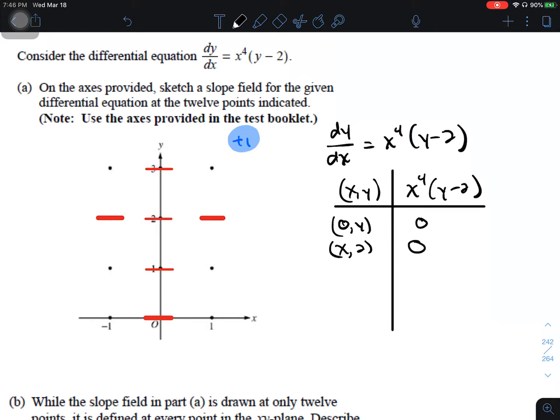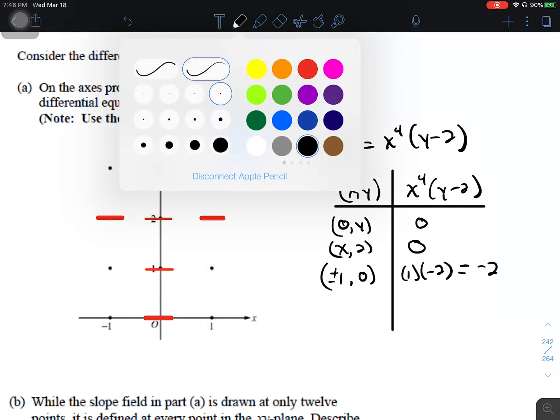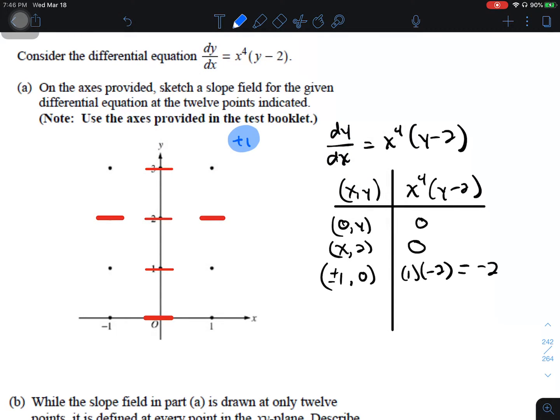If I choose 0 for y, it's going to give me -2 in parentheses there. This is on the x-axis. And then because the x is to the 4th, it doesn't matter if I choose a positive or -1. I'm going to get the same answer. 1 to the 4th and -1 to the 4th are both the same number, which is 1. So in both of these cases, I'm going to end up with 1 times -2, which is -2. So at the ordered pair -1, 0, the slope's -2. At +1, 0, the slope's -2.